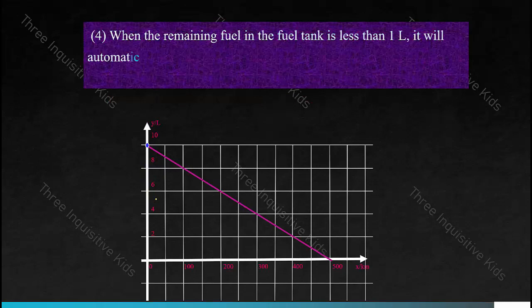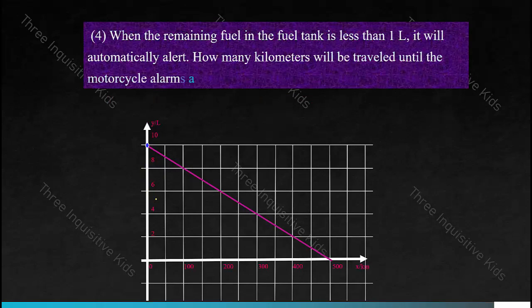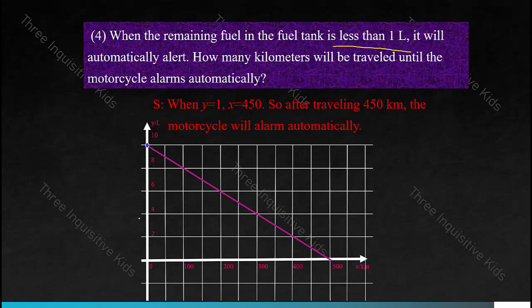When the remaining fuel in the fuel tank is less than 1 liter, it will automatically alert. How many kilometers will be traveled until the motorcycle auto alerts? So when it says less than 1 liter, this tells us it is talking about when y is less than 1 liter. We know that there's a point where y is equal to 1. We know x is equal to 450. So after traveling 450 kilometers, the motorcycle will alarm automatically.